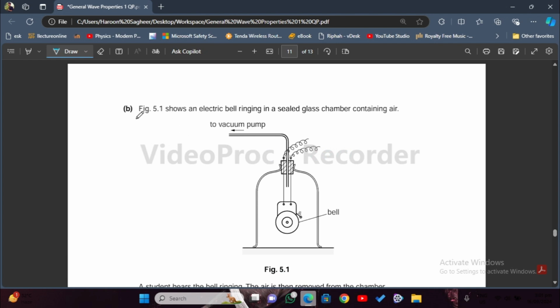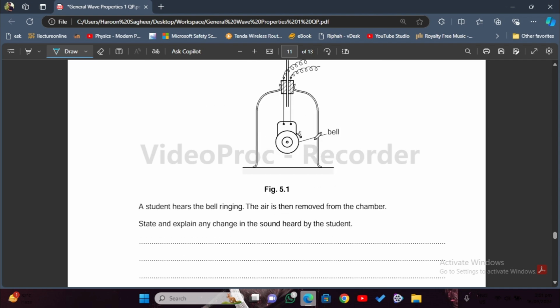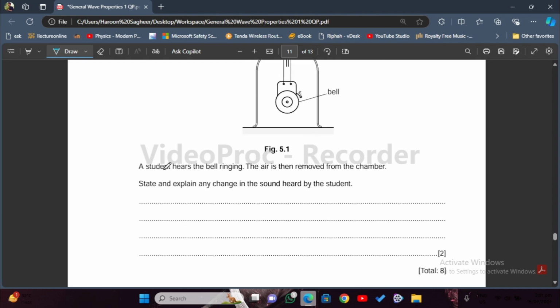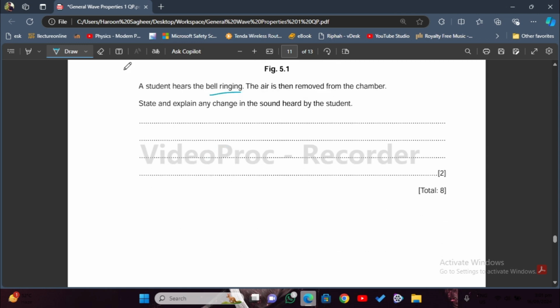Now, in part B, figure 5.1 shows an electric bell ringing in a sealed glass chamber containing air. There is air in it right now, so the bell would be ringing and we would be able to hear it. A student hears a bell ringing. The air is then removed from the chamber. State and explain any change in the sound heard by the student.